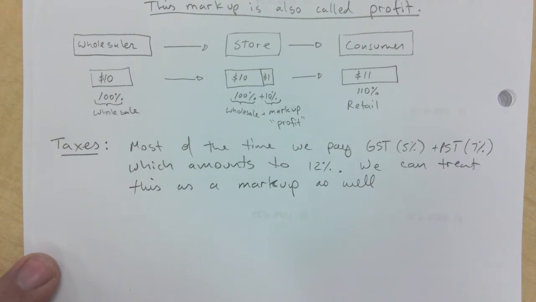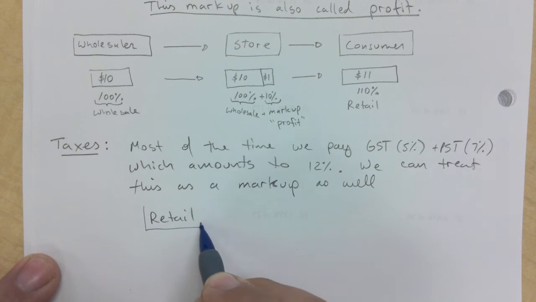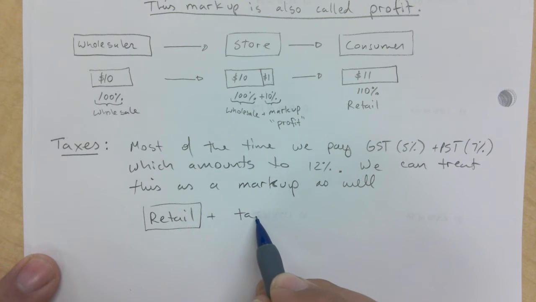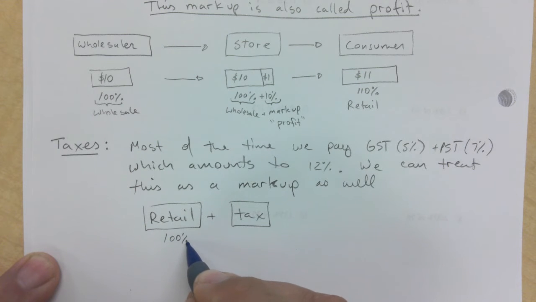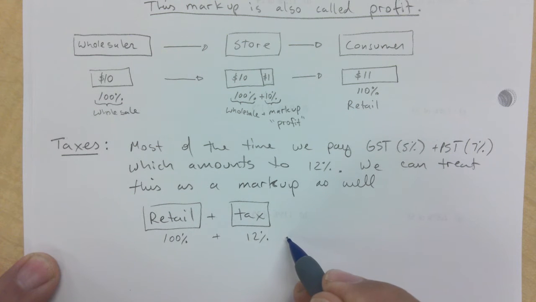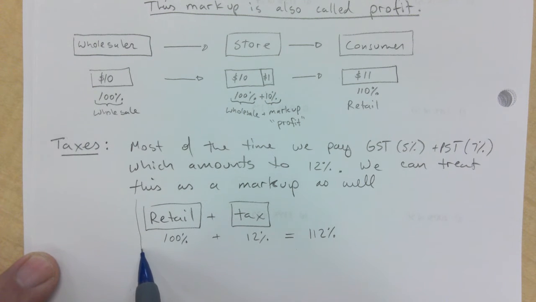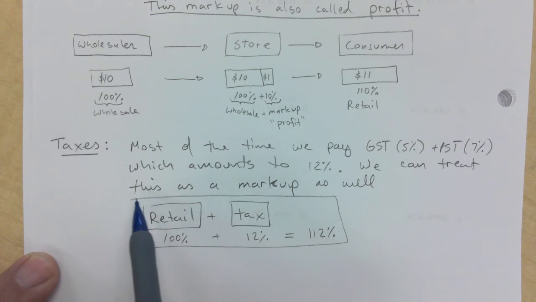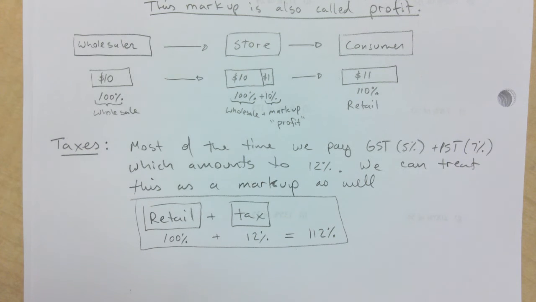So if you think of the item that you see on the shelf as the retail, this is the retail plus tax. Let's say the retail for you as the consumer is 100, taxes of 12%, that ends up being 112% of what you originally saw on the shelf. So this is an important concept to understand. It's very similar to what happened up here, except the concept is slightly different.